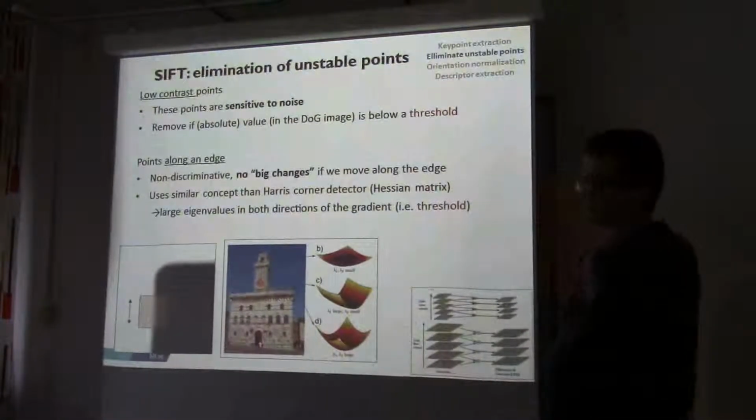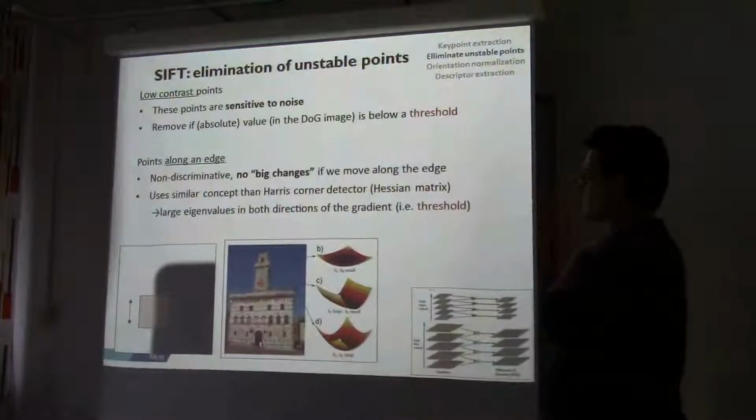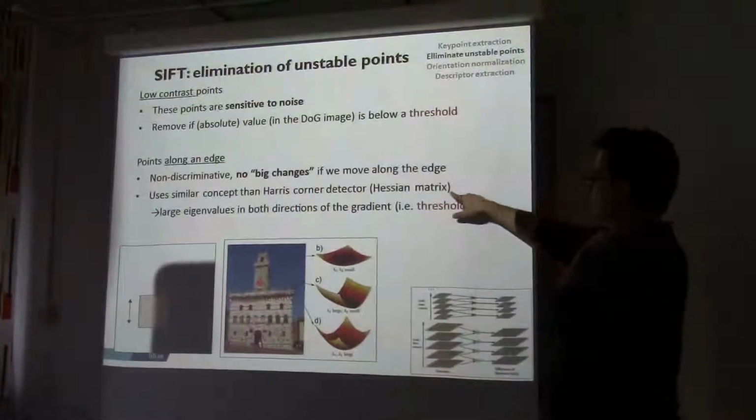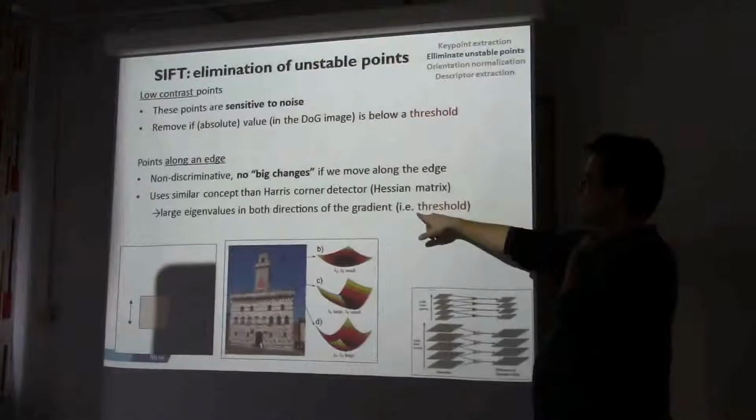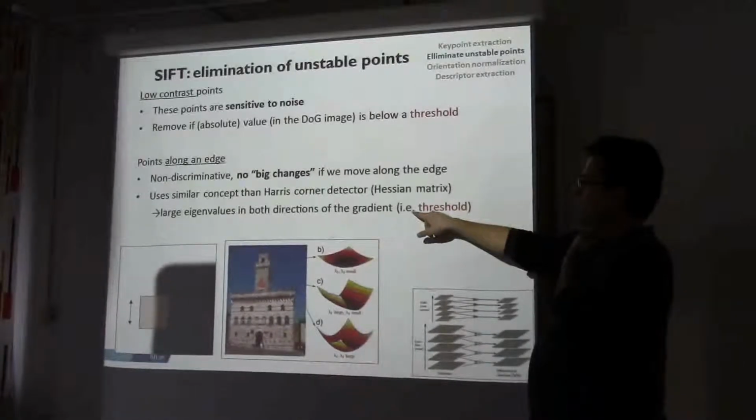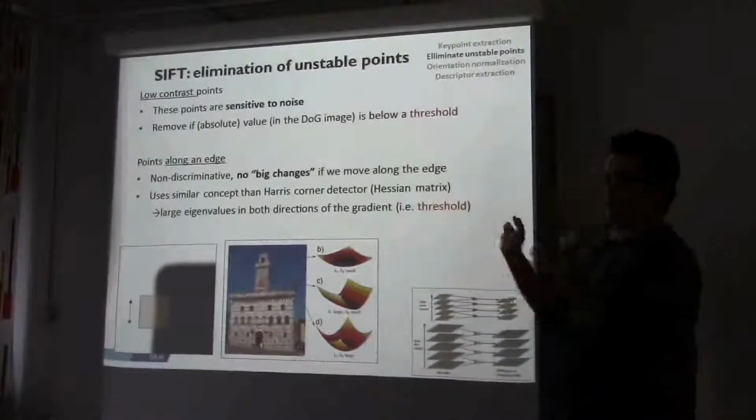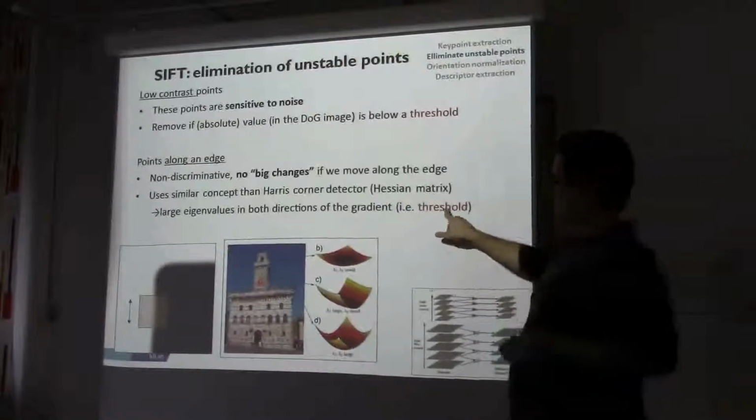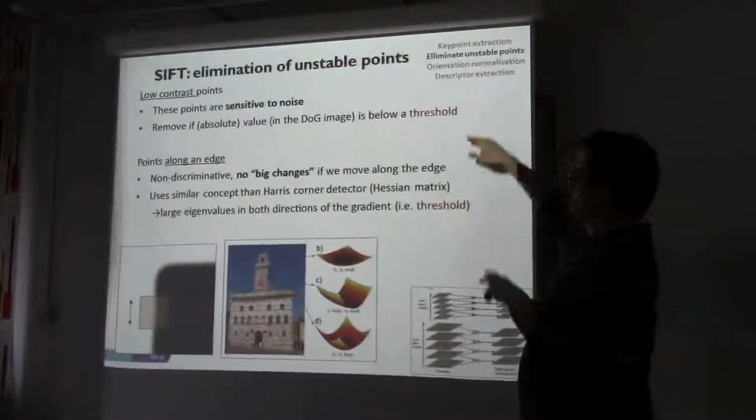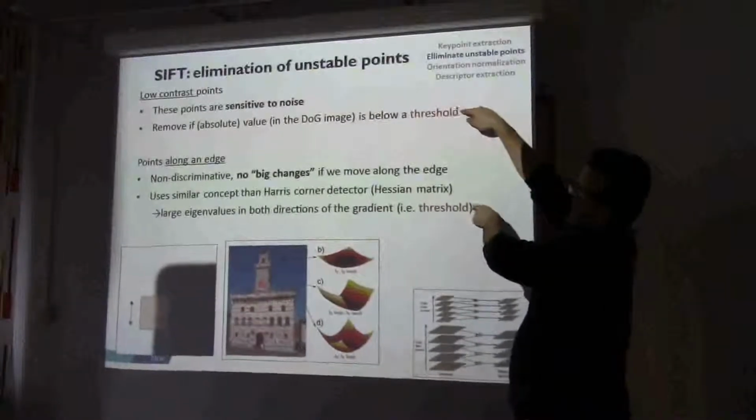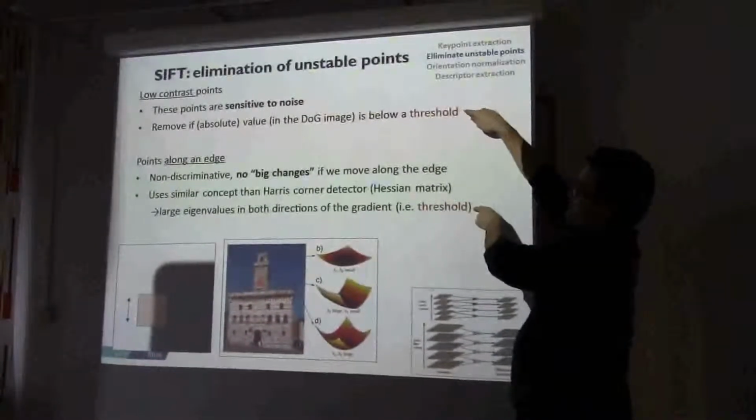There is a formula in the book based on the use of the Harris metric. So if you have large eigenvalues in both directions of the gradient, then you have a corner. And you need a threshold here in your method. So there are two thresholds in this method that should be fixed.